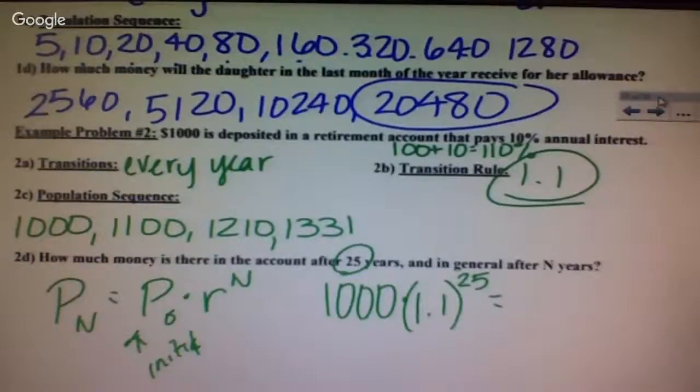Equals your mom. Equals my mama. 10,834.82. Ashley said $10,834.71.